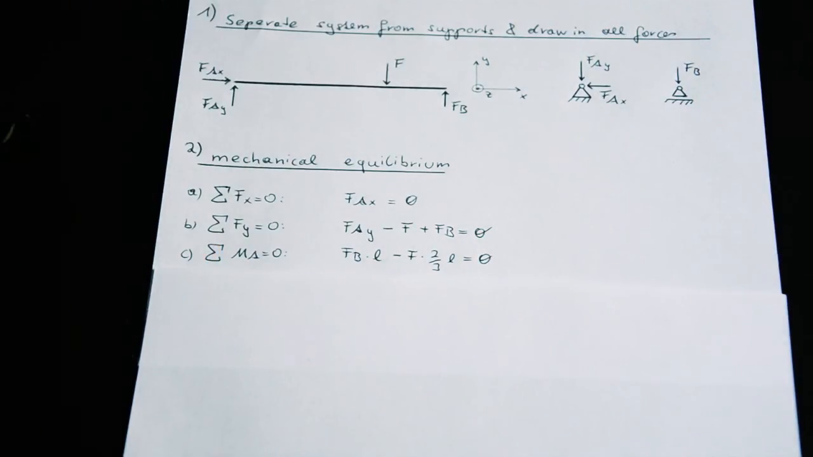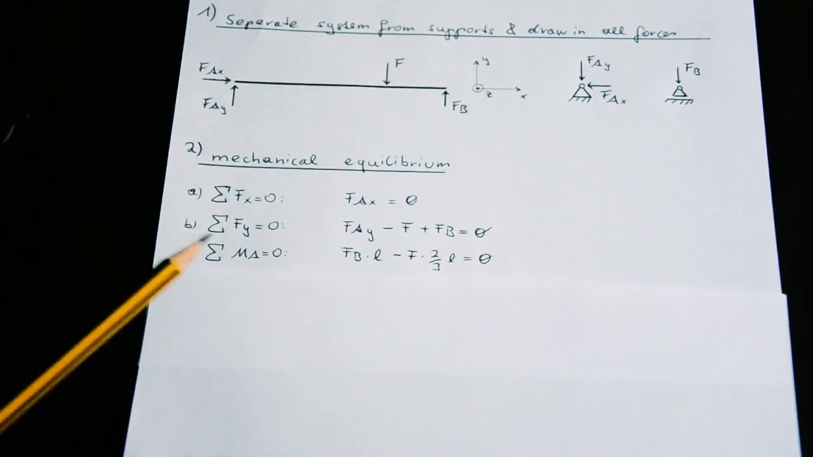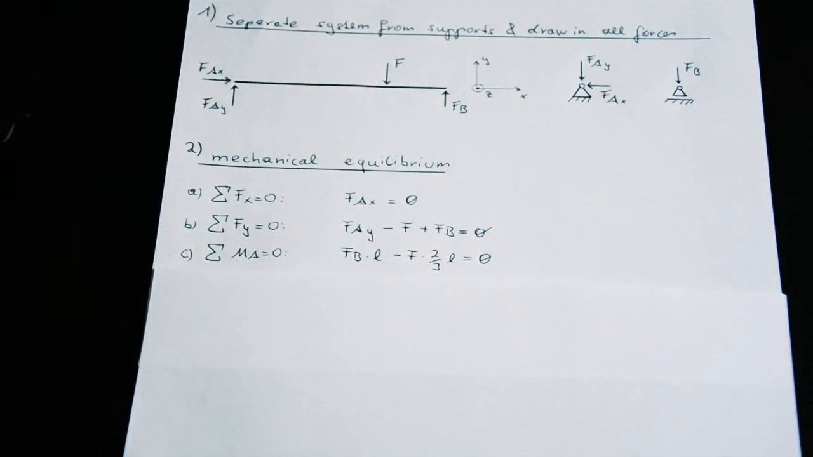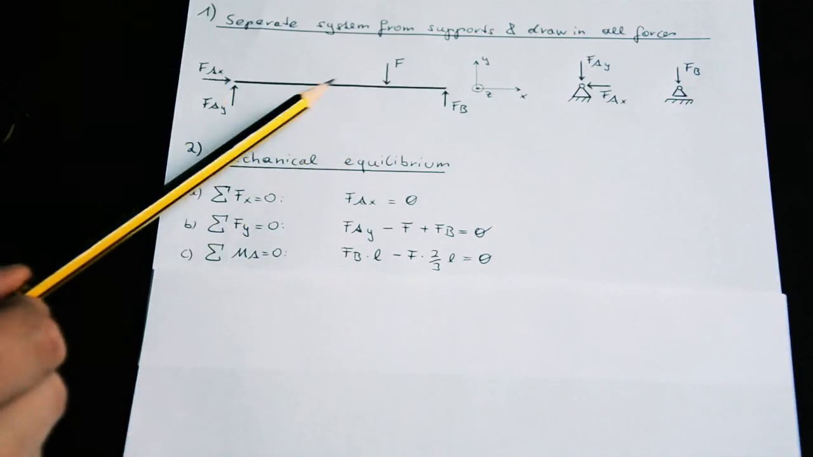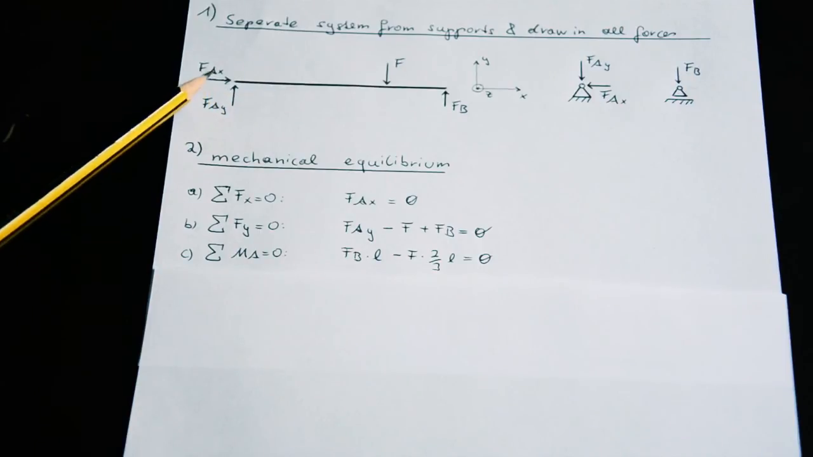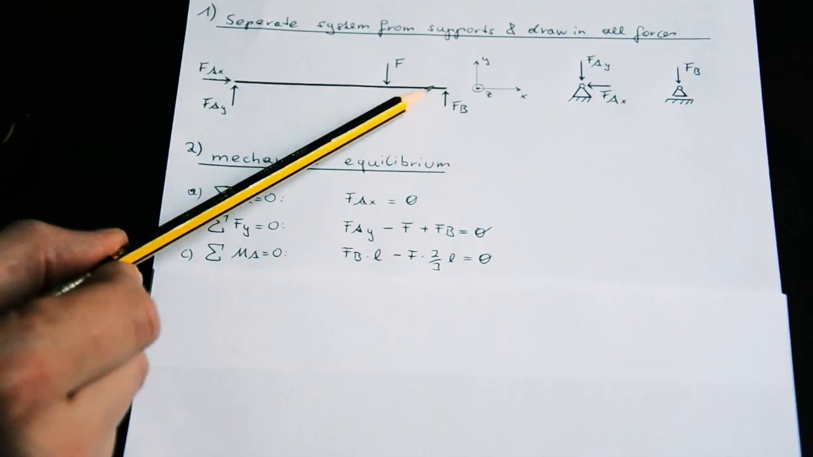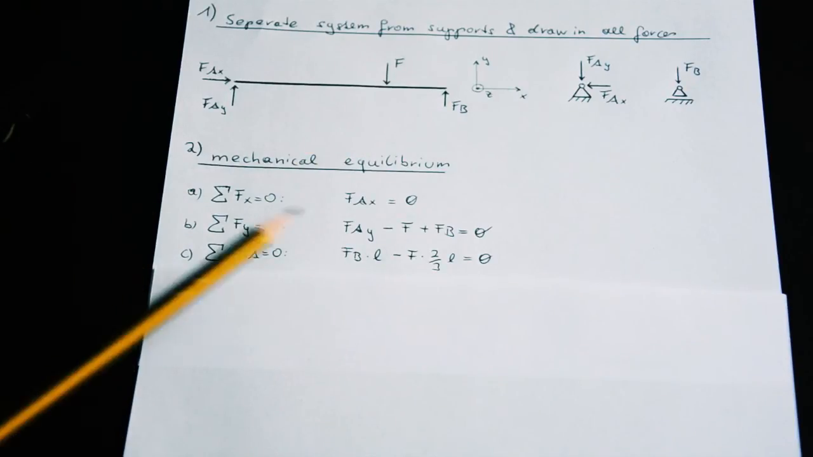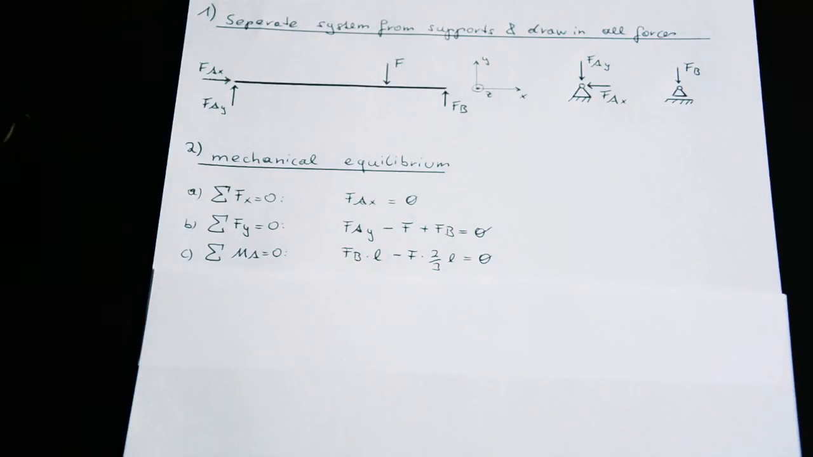The sum of all moments concerning point A has to be 0. So we have Fb times L, because L is the distance from the line of action of force B to point A. And L also is at right angles to the line of action of force Fb. This moment has a positive sign in front because it's rotating in the same direction like the positive direction of the rotation of the coordinate system, counterclockwise.